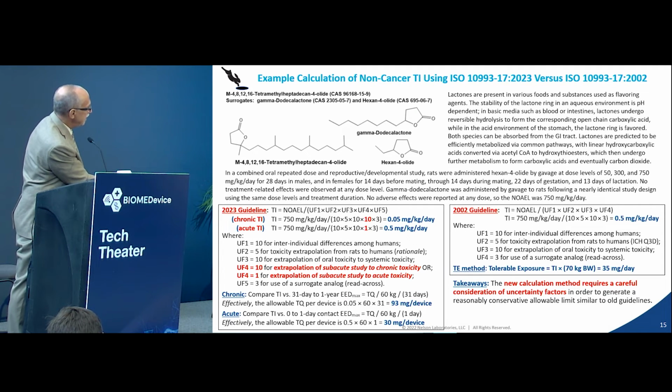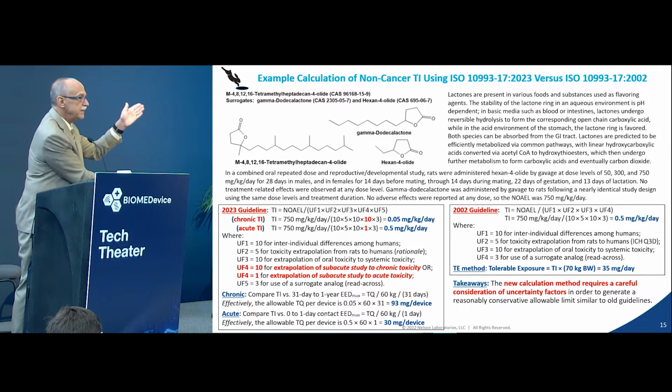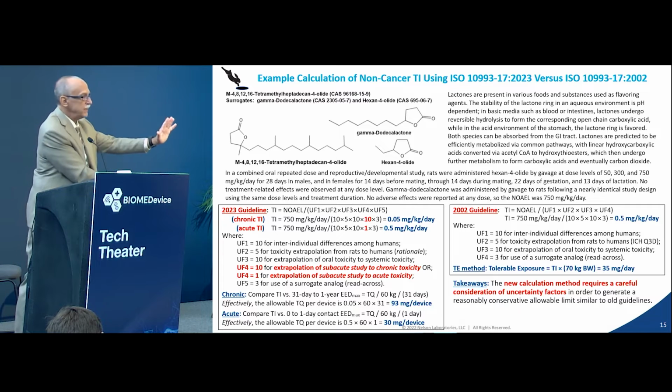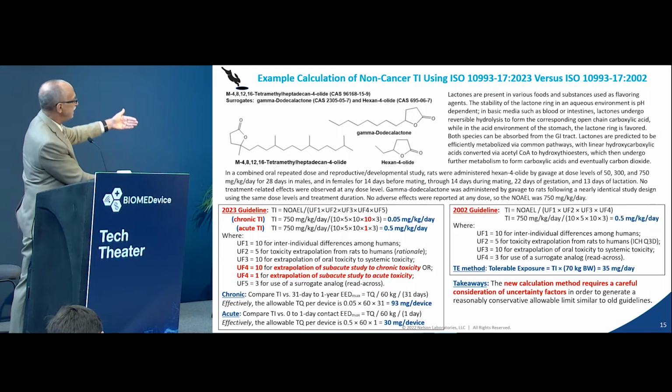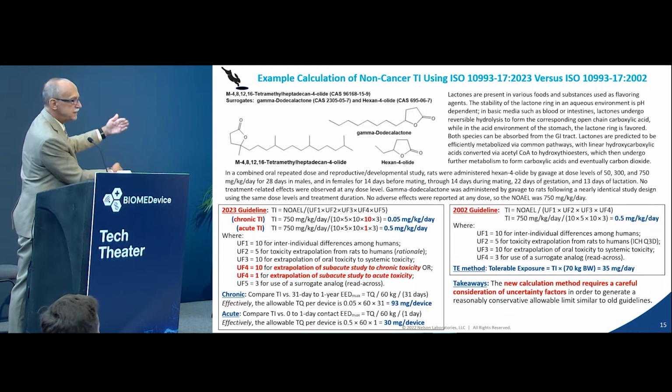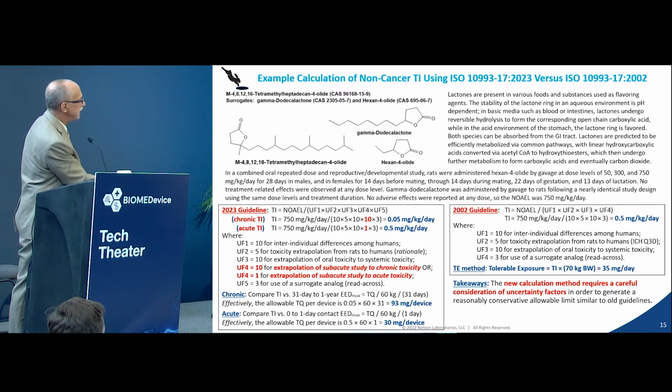And it's also mitigated by the fact that the longer term exposure is divided by 31 days, the shortest interval longer than 30 days. And so that makes the exposure lower. So this is the way the two factors can work together. And the calculation method requires careful consideration of these uncertainties to develop a reasonably conservative allowable limit, similar to the old guidelines.